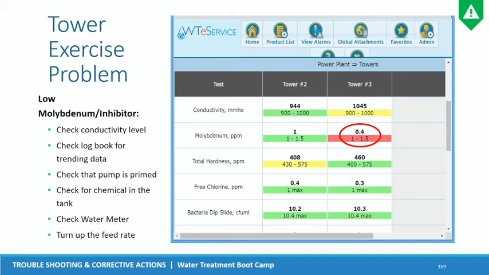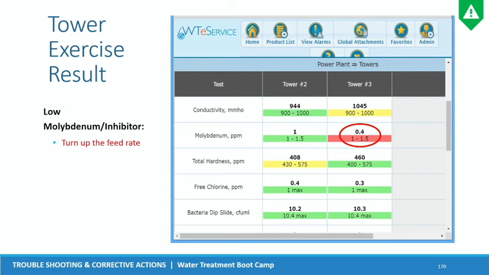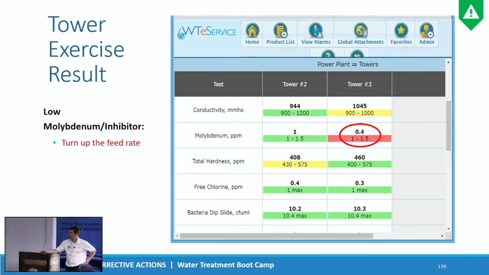I would look at the pump. Mm-hmm. Okay. And so ding, ding, ding, your winner: turn up the feed rate on your pump. So if your conductivity had been low, let's say your conductivity was 500, then I would say, well, I expect that to be low because conductivity was low, just like I would expect the total hardness to be low. And so, yeah, something that simple.